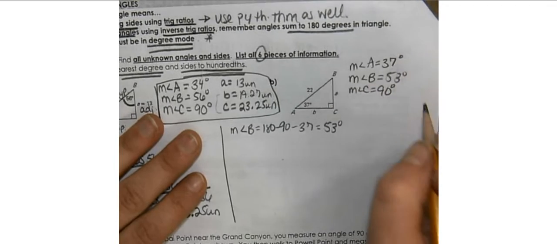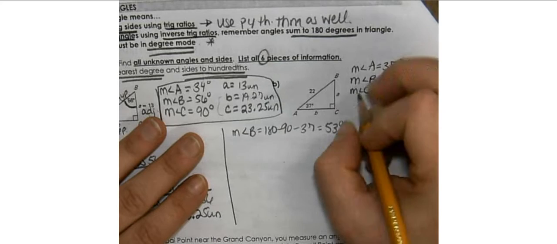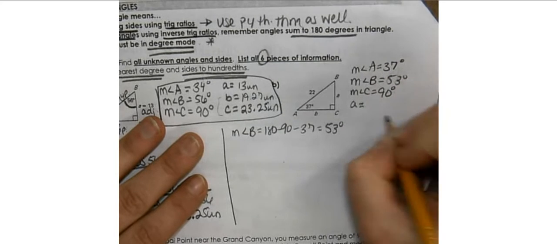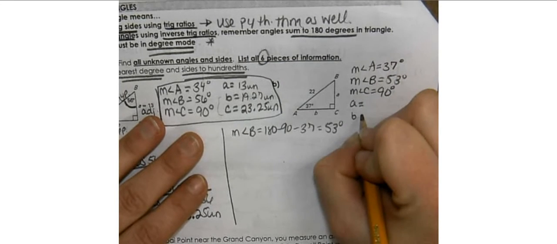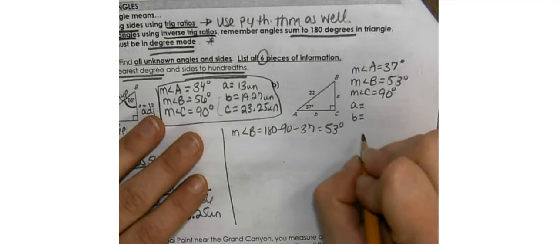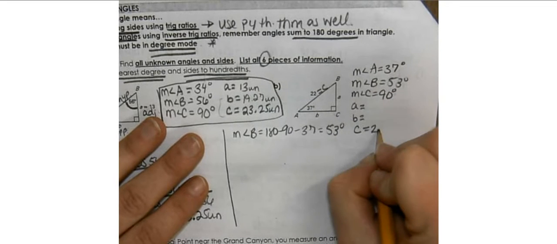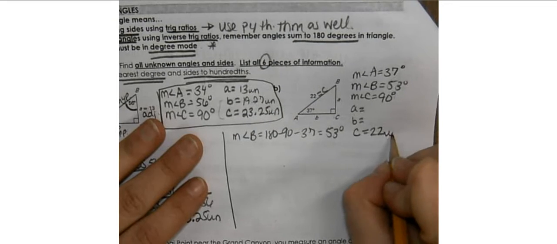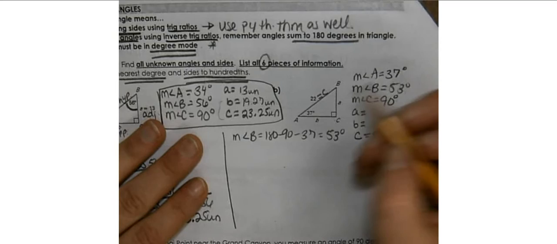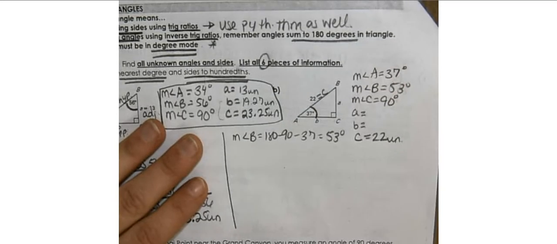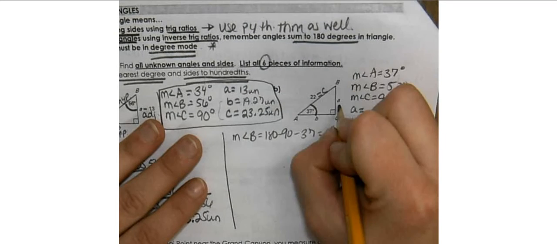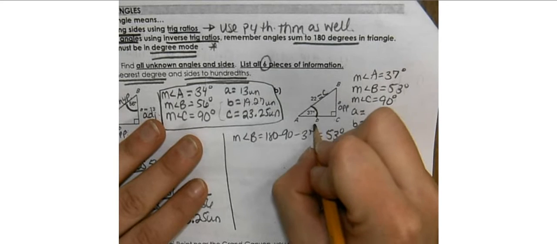So now that I know what the measure of angle B is, that's pretty good. I now need to figure out what A is, which I do not know. I need to find what B is, which I do not know. And I know that C, which I'm going to call little c since it's right across from angle C, is 22. We'll call it 22 units. Now with respect to the angle that we know, which is 37 degrees, little a is the opposite and little b is the adjacent, and we know the hypotenuse.